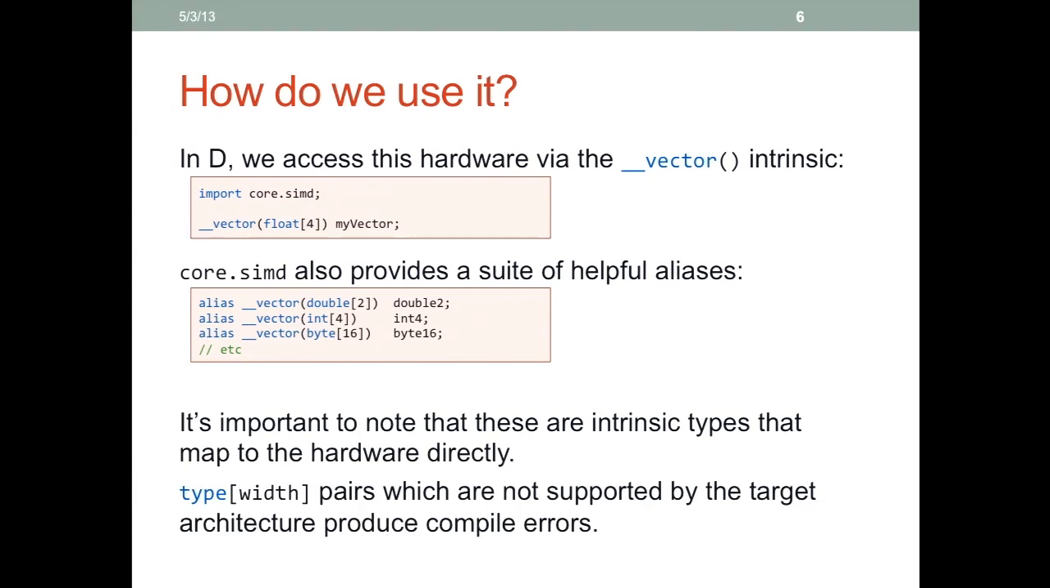Really good. It is, of course, important to notice that these are intrinsic types. They map directly to the hardware available. DMD, at least, and ideally the D spec, I think, will not try to emulate types that aren't available on the architecture that you're targeting. There is a caveat. LDC and GDC will currently both emulate unavailable SIMD types, and the performance will probably not suffer, but you won't see an improvement.